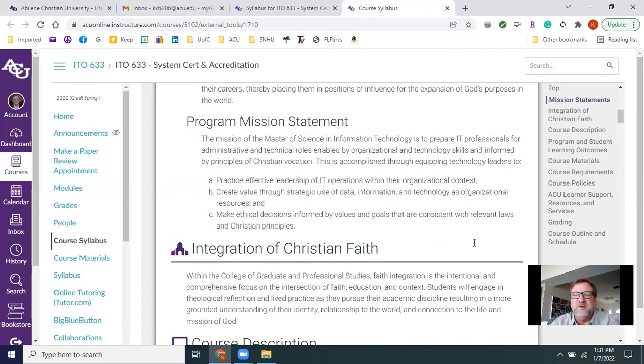This is accomplished through equipping technology leaders to practice effective leadership of IT operations within their organizational context, create value through the strategic use of data, information technology, and organizational resources, and make ethical decisions informed by values and goals that are consistent with relevant laws and Christian principles.